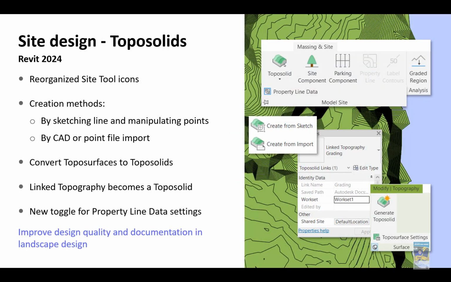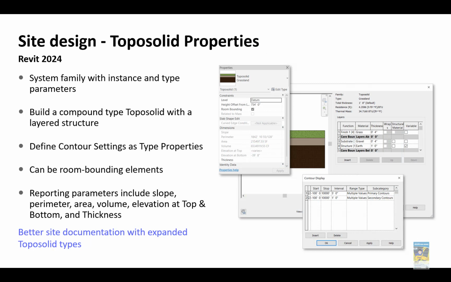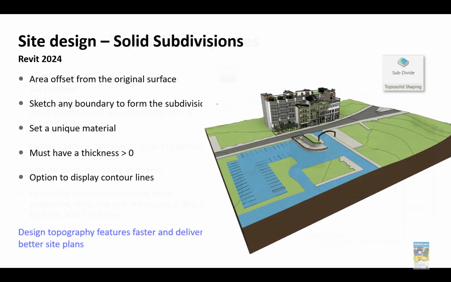Site design tools have finally been updated and revised, so now you can create topo solids, not the topography command. This is a big update. You have for that topo solid properties just like you have for system families, so you can get into all the layer makeup definition of that topo solid. You can actually subdivide those solids as well.